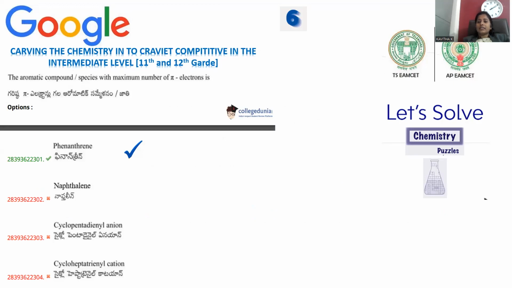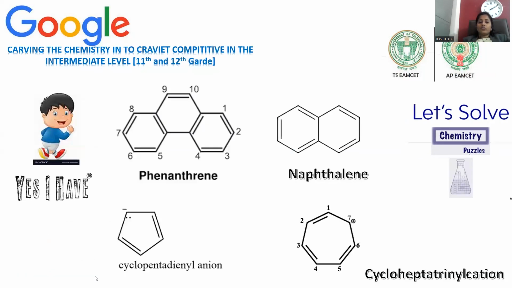Question number 6 is the last question of the session. The aromatic compounds are species with the maximum number of pi electrons in it. We have to go for counting the number of pi electrons, not the number of pairs of pi electrons. The options are phenanthrene, naphthalene, cyclopentadienyl anion, cycloheptatrienyl cation. 4 options are provided. We have to go for which is the correct answer.